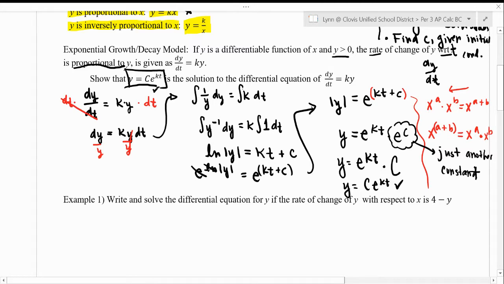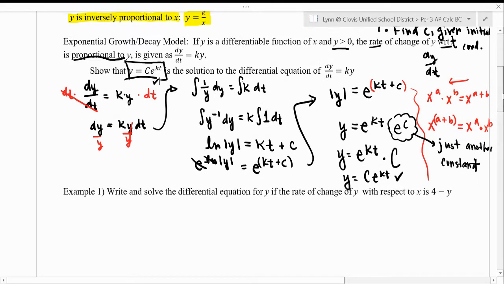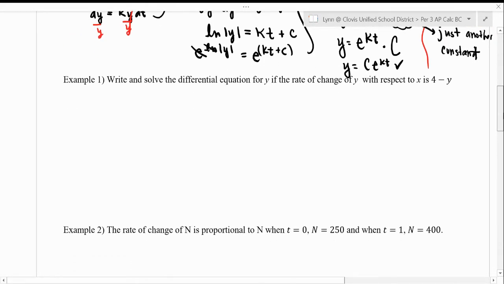Okay, so a lot of that skill that we just went through is going to be used here and there. All right, so let's go ahead and take a look at the first example. So for example 1, it's asking us to write and solve a differential equation for y if the rate of change of y with respect to x is 4 minus y. Okay, so whenever I see rate of change, I need to be thinking of the derivative component. So we want the rate of change of y with respect to x. So that would be dy over dx is, meaning equals, 4 minus y.